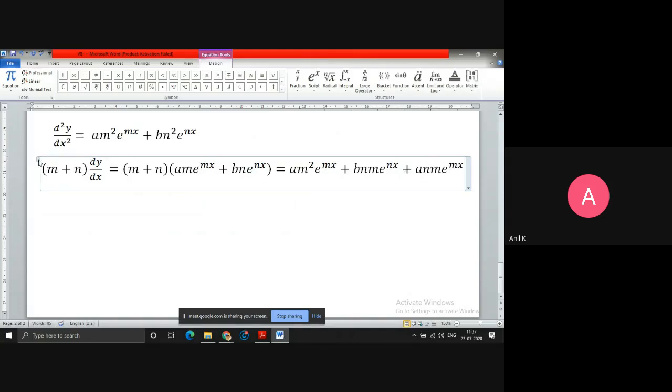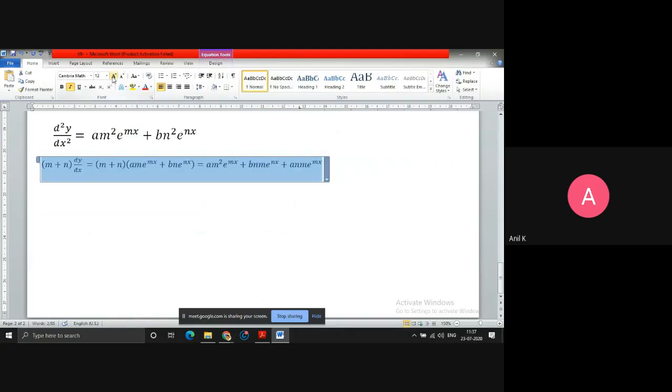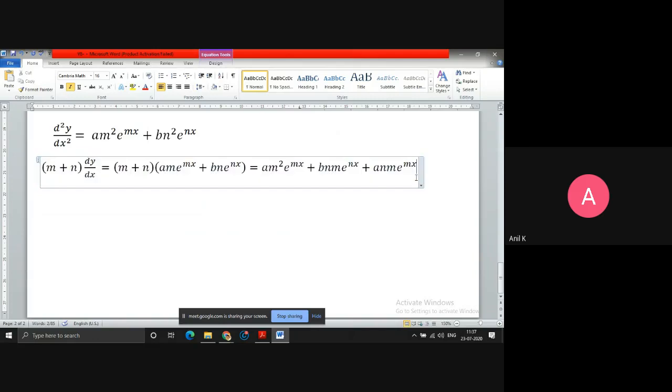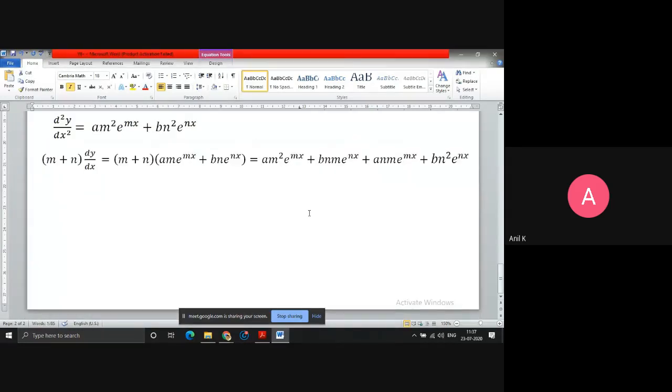e power mx. I think let me decrease the font size a little bit. Then you have plus b n square e power nx will come, because this n multiplied with b n e power nx gives b n square e power nx. Now I got it. Next what I want, mn into y. So let me see mn into y what will come.